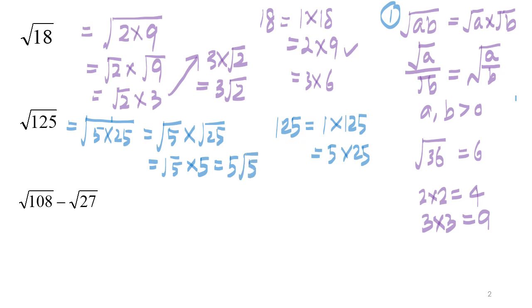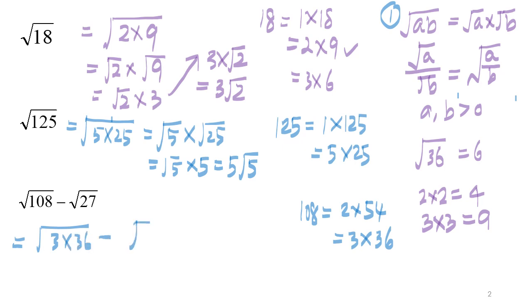Let's do the third example. So 108, you can have 2 times 54, but both of them are not perfect squares. So let's try further. You can have 3 times 36, and 36 is a perfect square. So we can rewrite 108 as 3 times 36. Then 27, we can rewrite it as 3 times 9.